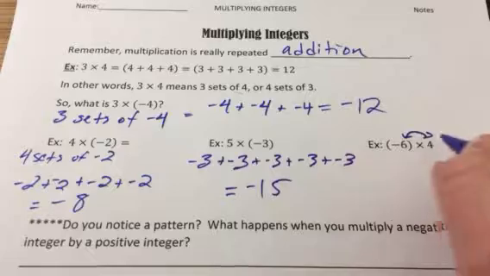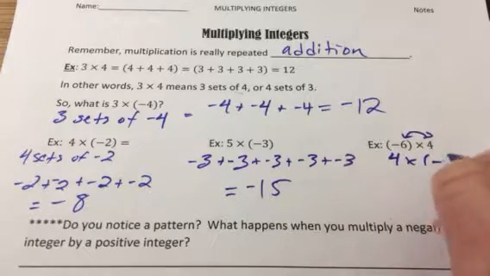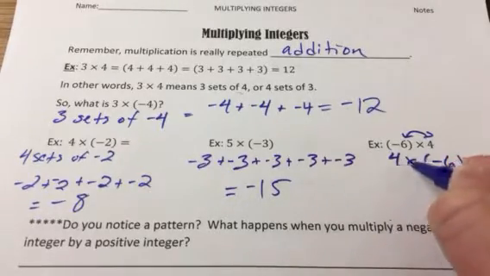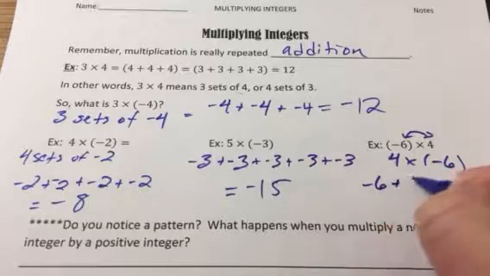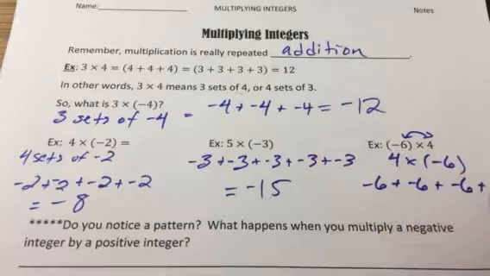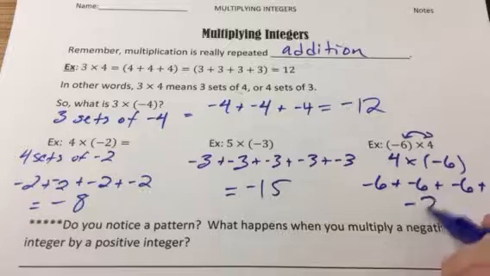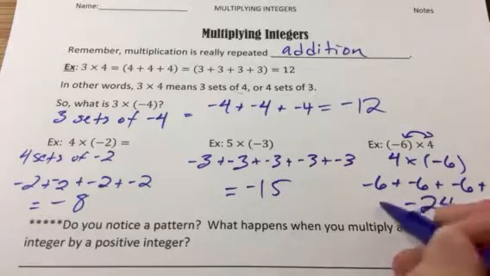And the last example here, negative 6 times 4. Well, I can use my commutative property. I can switch those, and that is the same thing as 4 times negative 6, which is 4 sets of negative 6. And this gives me 24 negatives.